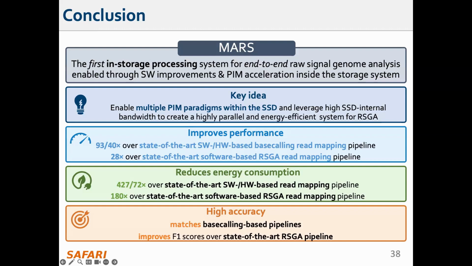We improve the performance over state-of-the-art software-based and hardware-based read mapping baselines, both in the base called and the RSGA domain, and also show that we significantly reduce energy consumption over all of these baselines. We also show that our design matches the accuracy of base calling based pipelines and improves F1 score over the state-of-the-art RSGA pipeline. And our co-design of software and hardware entirely within the storage system therefore enables real-time, scalable, and energy-efficient RSGA.